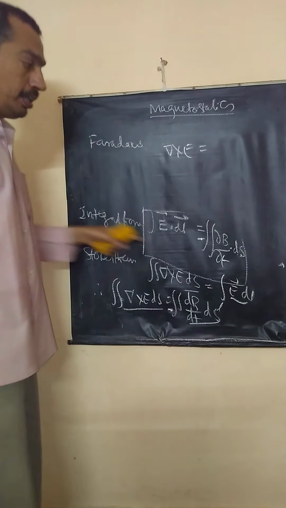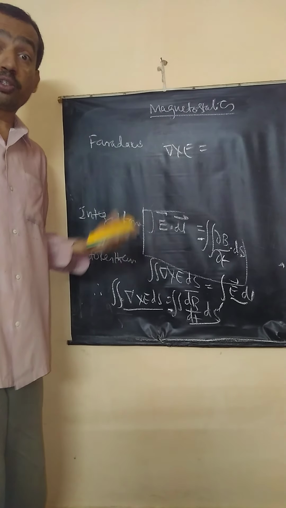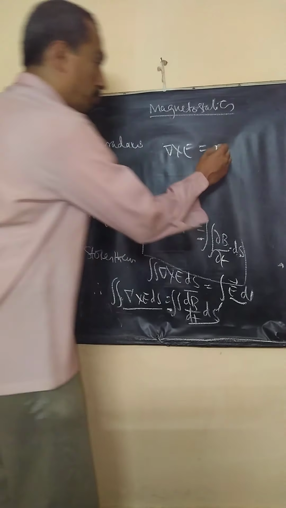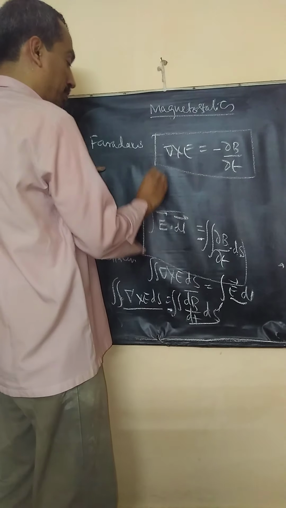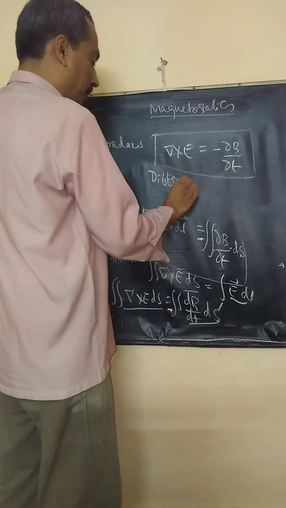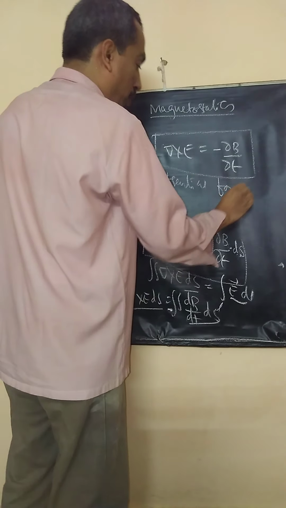Lenz's law states that the EMF induced in a conductor due to changing magnetic flux always opposes the very cause which produces it. So minus ∂B/∂t. This is called the differential form of Faraday's law. See this? Differential form of Faraday's law. This is the integral form. Left hand side voltage induced, right hand side rate of change of flux.